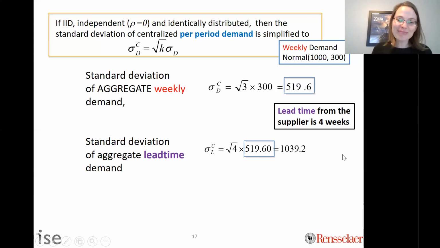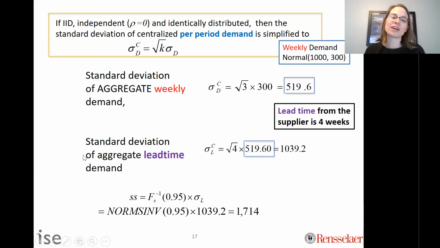And we're still not there yet because we're trying to calculate safety stock. And as a reminder, safety stock is this equation. And so we need to use this cycle service level, which we want at 95%. And because it's normally distributed here, we can use norm inverse. If it wasn't normally distributed, we could use a cumulative distribution function. And then we need the lead time here. And so we get that there is 1,714 units if we centralize our demand into one location instead of having 3 locations.